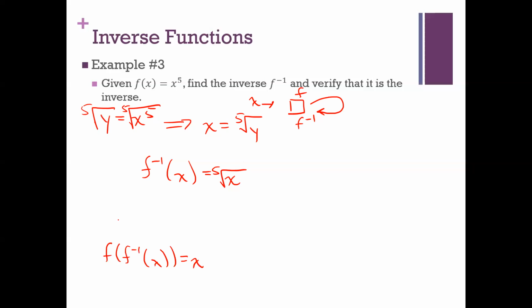f of x is x to the fifth, right? So I want to put the inverse, the fifth root of x, raised to the power of 5. Does that come out to x? Absolutely. So the inverse we found is correct. Any questions there?